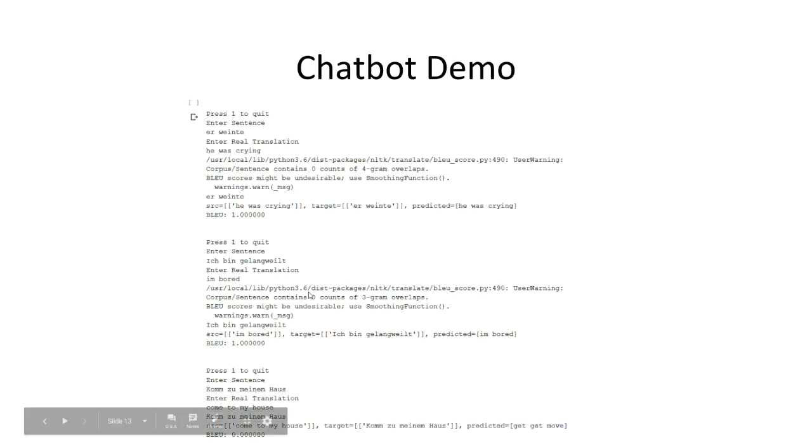Lastly, we have a chatbot demo which basically takes in a German sentence and also takes in the real translated English sentence for calculating the BLEU score, and it gives us a predicted sentence. As in the first sentence, we can see that the real translation was he was crying, and the model also translated he was crying, and so on and so forth.